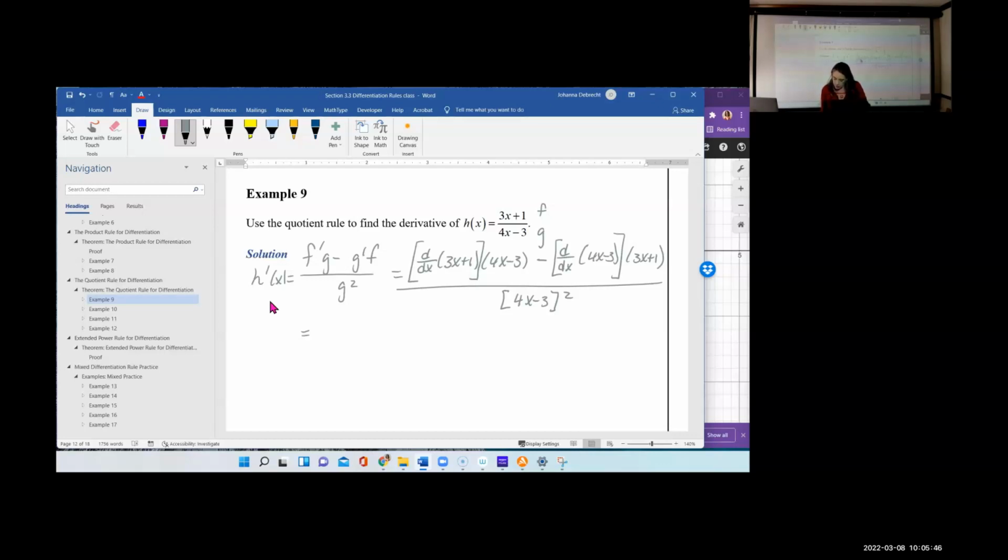So the derivative of 3x plus 1 is 3. And then we multiply it by the denominator, 4x minus 3. Then we take the derivative of the denominator, which is 4, and we multiply it by the numerator, which is 3x plus 1. And then we divide it by the denominator squared.